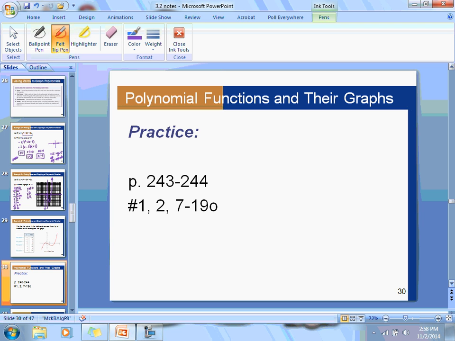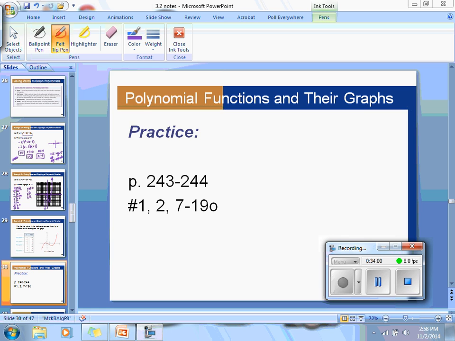So practice these concepts. Remember, I have the solutions worked out in the binder in the classroom. And if you have any questions, come on in and see me before school.